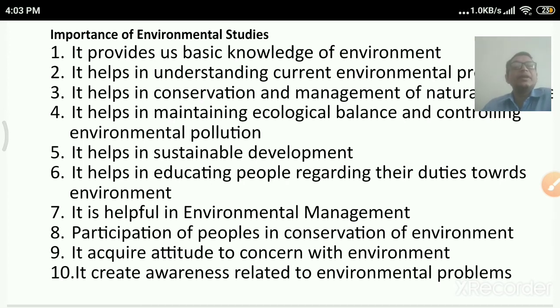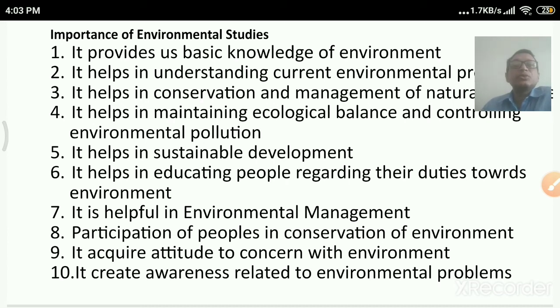That means our new generation will have a quality environment if we wisely plan for the protection of this environment. It helps in educating people regarding their duties towards the environment, what to do and what not to do. What is essential for the environment, what is required to sustain our life, can be obtained from this study. It is also helpful in environmental management: how to manage this environment and how to take care of every component.